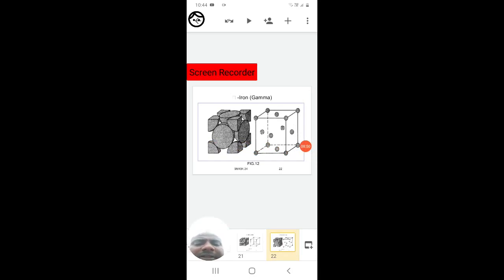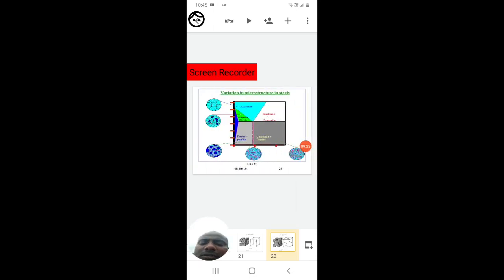Gamma iron has a face centered cubic structure, FCC. There are 6 faces, with atoms on the faces, and the remaining space is the lattice. Each corner contributes 1/8 part, so the total corner atoms equal 1 atom, and the face atoms are 6/2, that is 3 atoms. So the total number of effective atoms per unit cell in the face centered cubic structure is 1 plus 3, equal to 4 atoms.